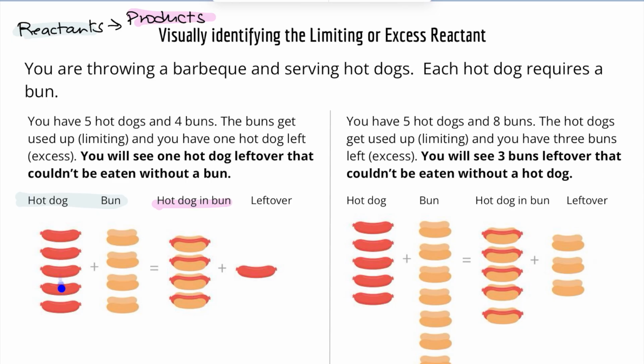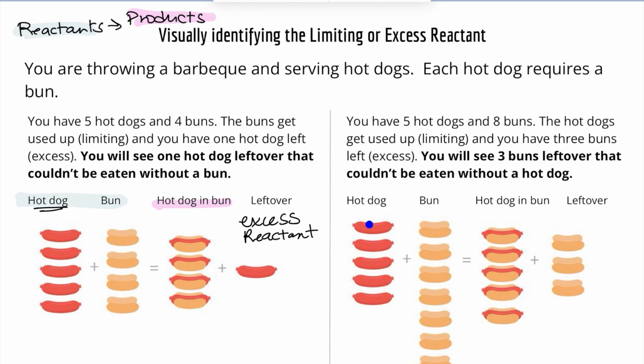So if you have 5 hot dogs and 4 buns, the buns are going to get used up, meaning that those are limiting. And we can see our 4 hot dogs in a bun here. The 1 hot dog that is left over and couldn't be eaten without a bun is called our excess. And so in this case, because a hot dog is a reactant, this hot dog is an excess reactant because it didn't get used up through our process of making hot dogs, or our reaction.